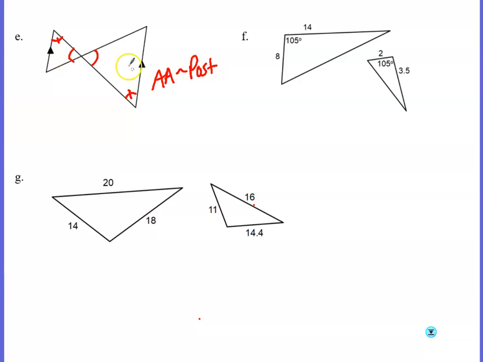Again, the fact that they were parallel is what allowed me to use that Z pattern to say that those alternate interior angles were congruent. All right, in F, let's see. In F, I have side angle side and side angle side, so I'm going to go with that. Obviously, the angles are congruent, so those are good to go.